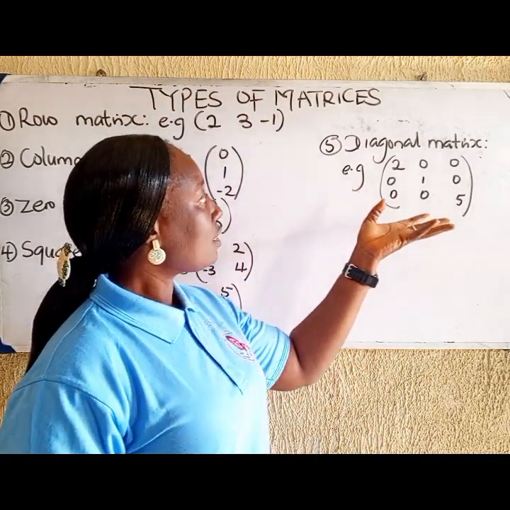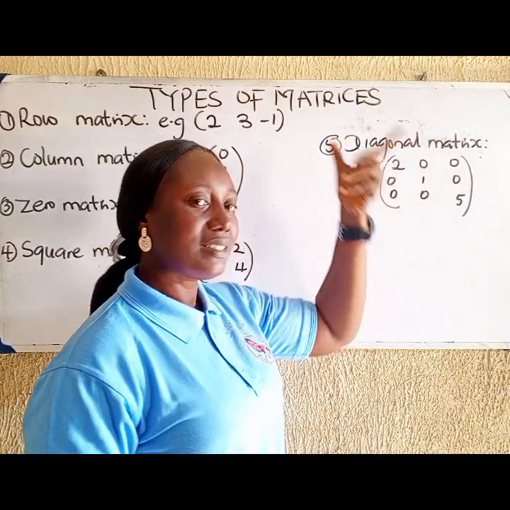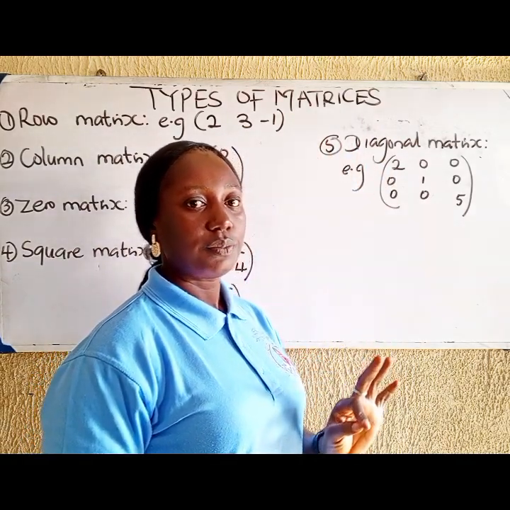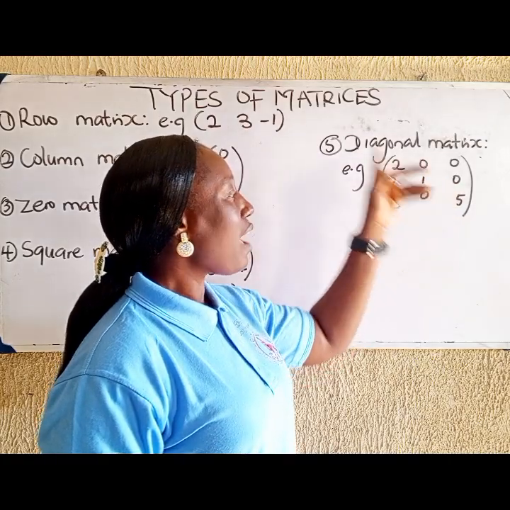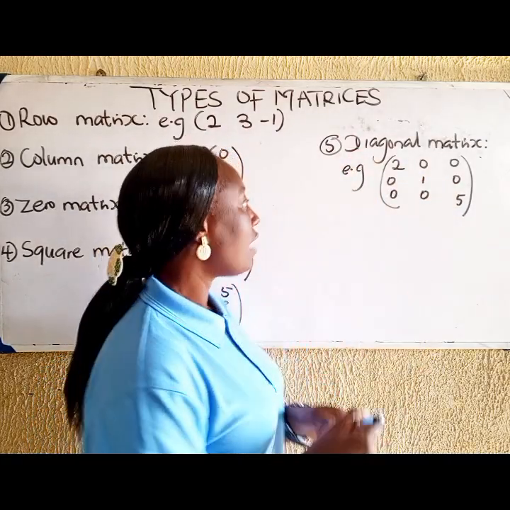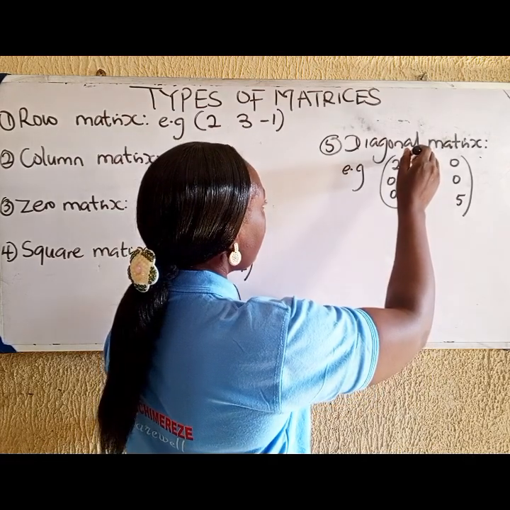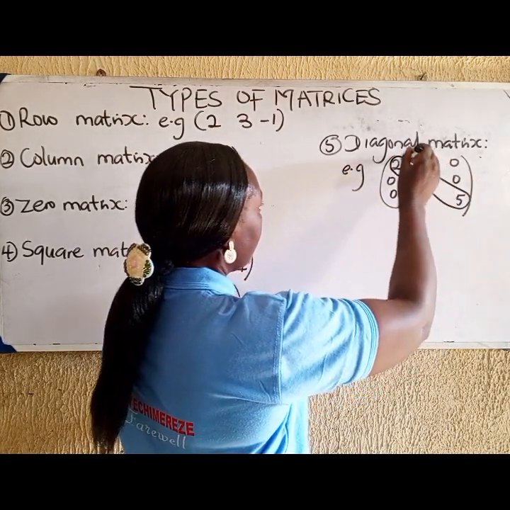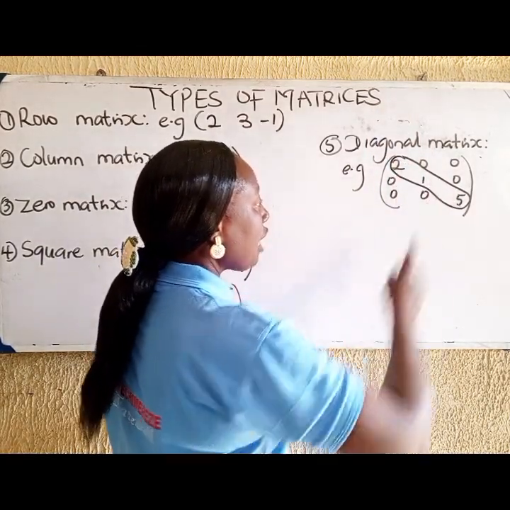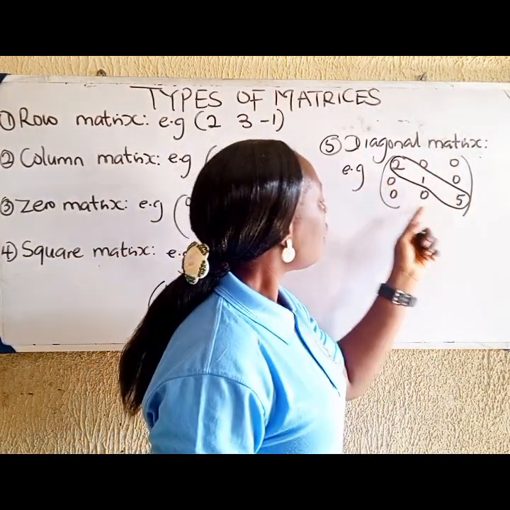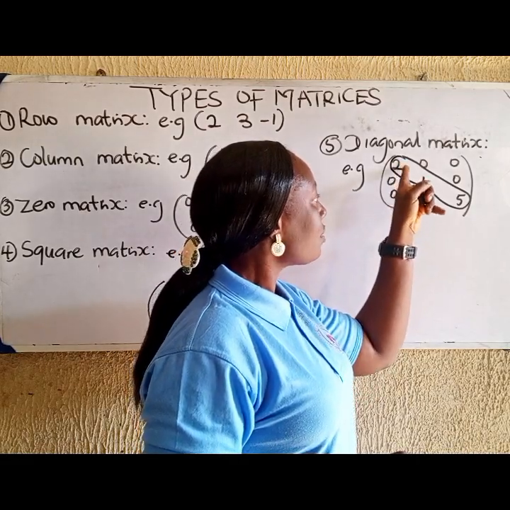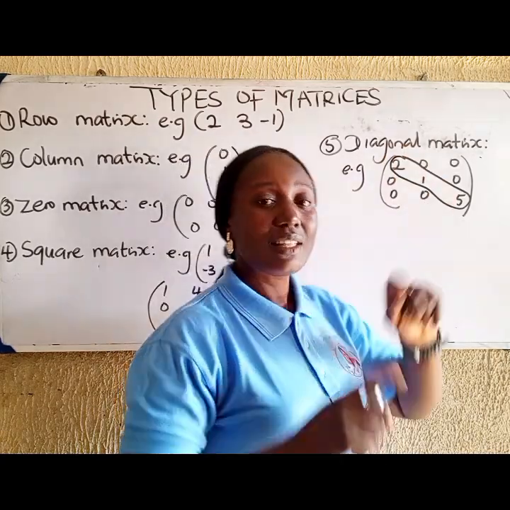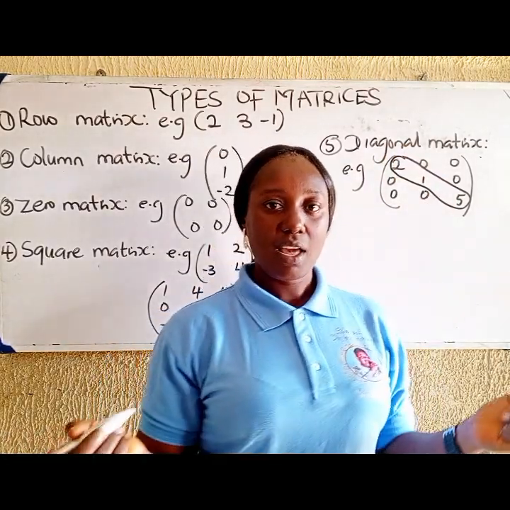Now the fifth one is called a diagonal matrix. This is a matrix which has all its elements 0 except those at the leading diagonal. All the elements are 0 except the ones at the leading diagonal. And which ones are at the leading diagonal? Look at the leading diagonal here. So this is the leading diagonal. If the other elements are 0 except these ones at the leading diagonal, you call that type of matrix a diagonal matrix. I believe it's clear.